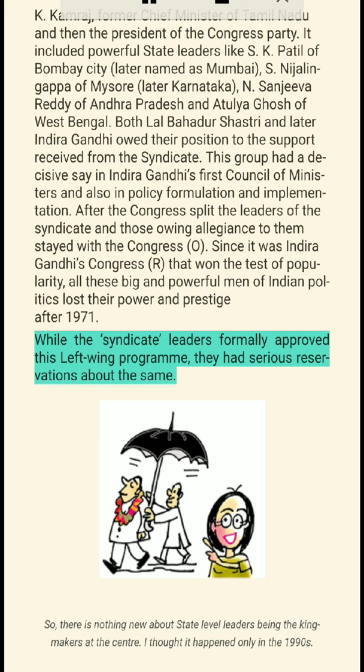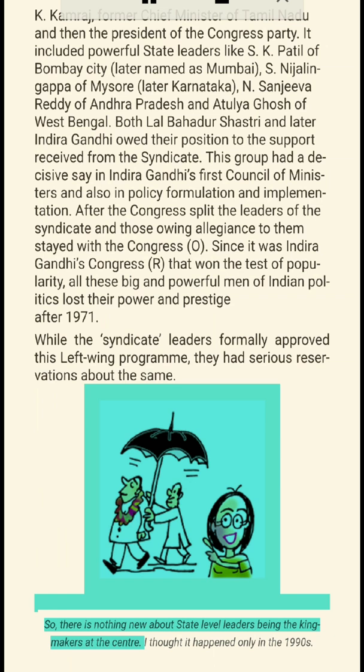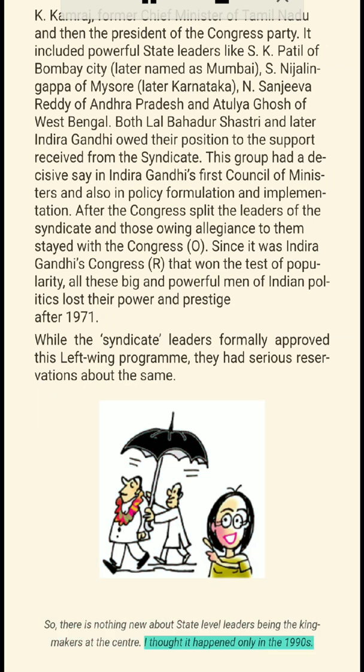While the Syndicate leaders formally approved this left-wing program, they had serious reservations about the same. So, there is nothing new about state-level leaders being the kingmakers at the center. I thought it happened only in the 1990s.